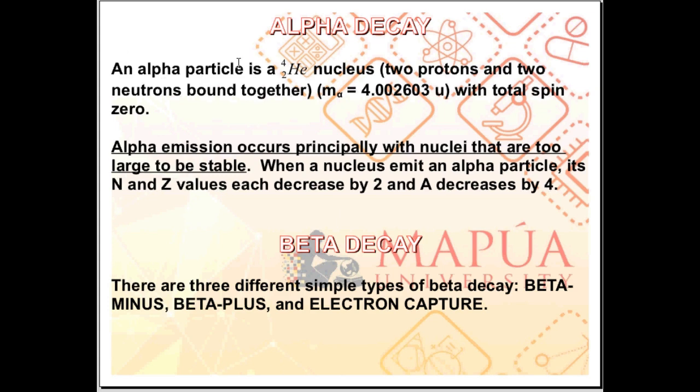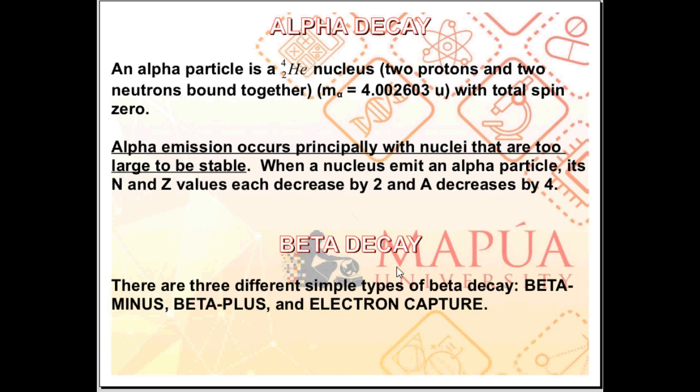An alpha particle is basically a helium nucleus, that is to say, two protons and two neutrons bound together. The mass of an alpha particle is around 4.002603 U with a total spin of 0. So in essence, an alpha particle is a helium nucleus, no electrons.